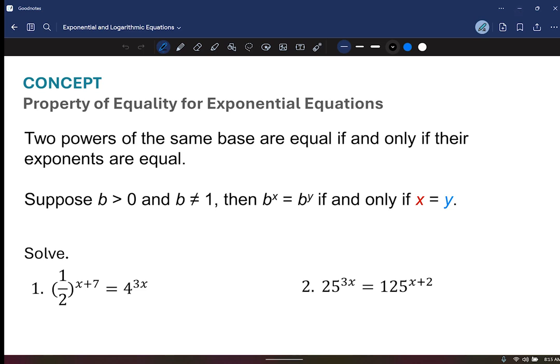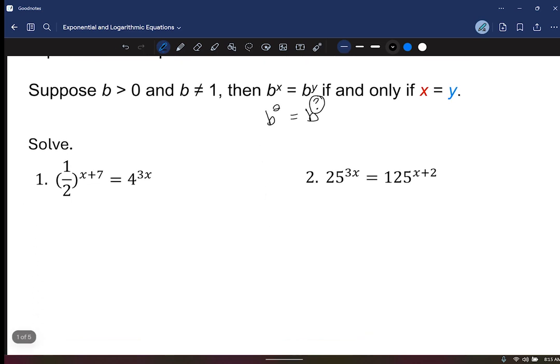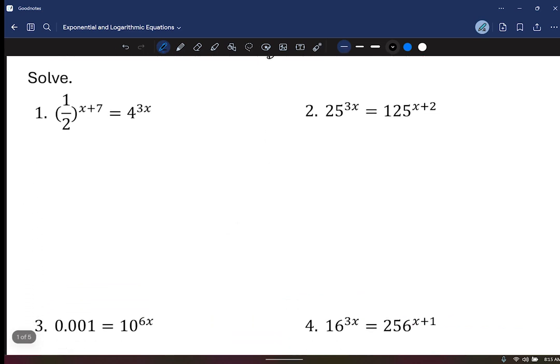So like if I had b to the second is equal to b to the something, this has to be 2. Otherwise, the two sides are not the same. So we're going to practice some solving. Now, obviously, on number 1, my bases are not the same. So I want to try to make them the same.